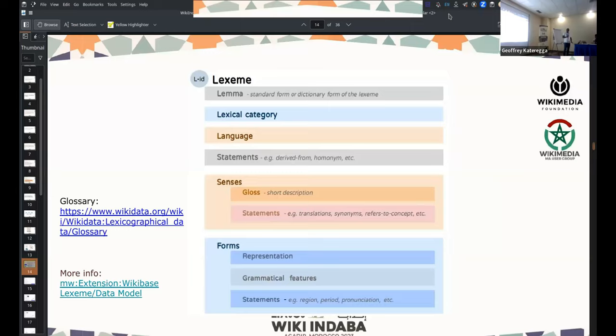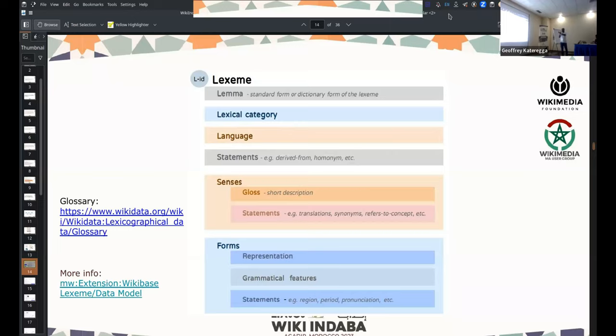And so a typical lexeme on Wikidata would have these core features. First of all, it's going to have a lemma. We are all used to the labels on items. So on lexemes, they have a lemma. And this lemma would usually be the standard form or the root word. Then it would have a lexical category. So the lemma could be a noun, it could be an adjective, it could be a preposition, it could be a proverb, it could be any part of speech. And of course, it would have a language. And then it would have statements as well, just as we have on items.